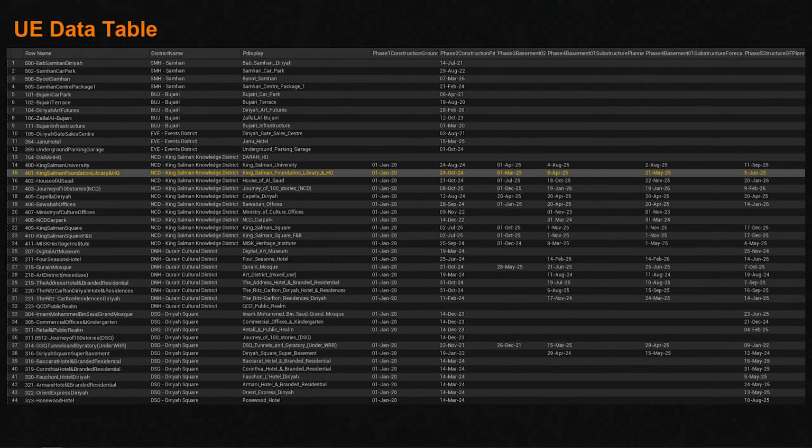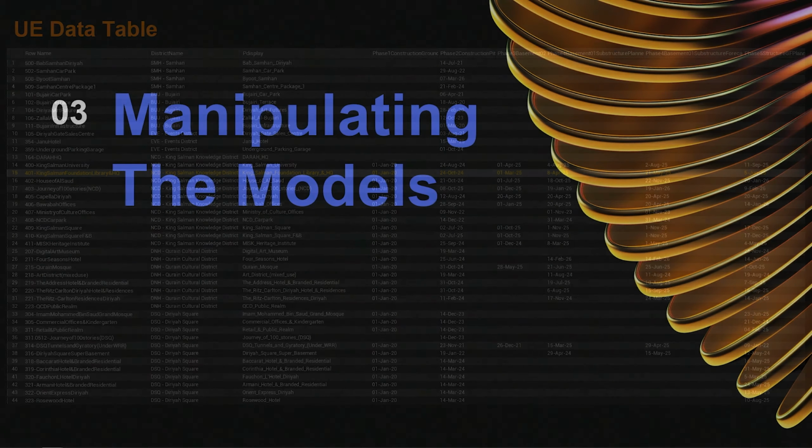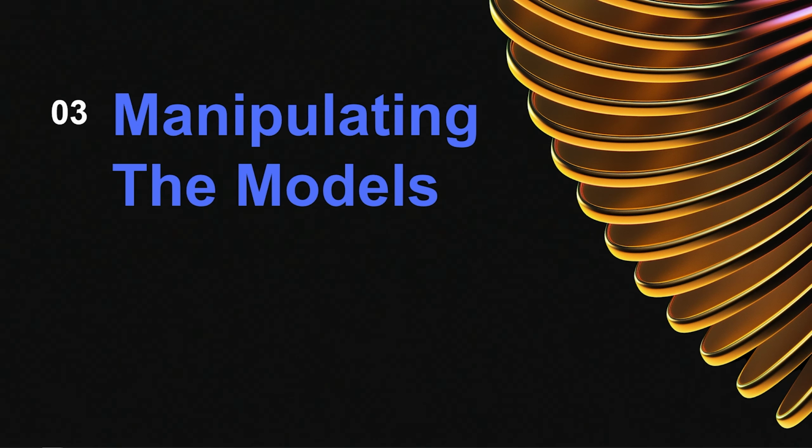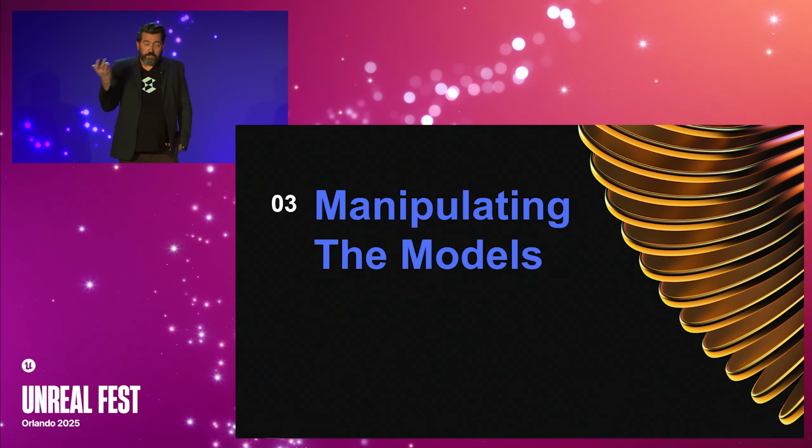Then one of the other things that we're doing, we're bringing that into a native Unreal data table, and we're doing this for speed, really. Those data tables work really well with blueprints, and generally operate just a little bit faster. So then it comes to doing stuff with all these models and this data and manipulating the BIM.